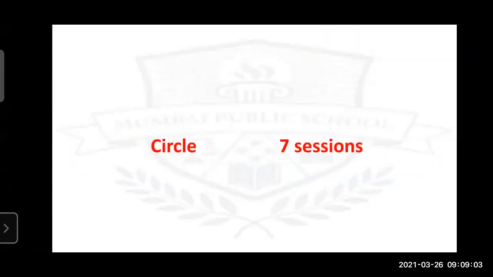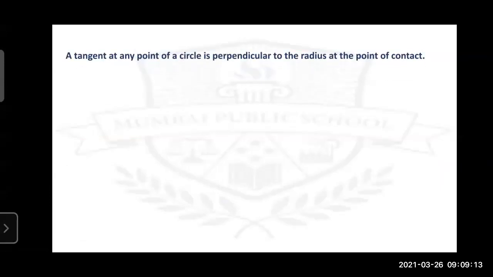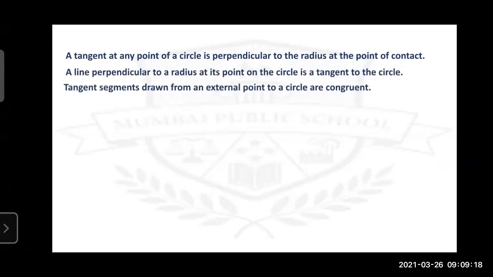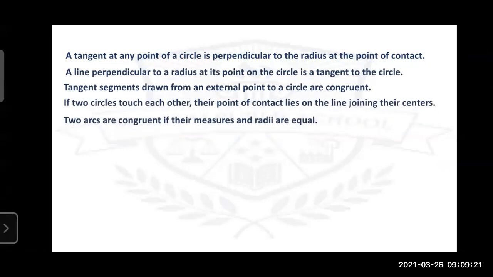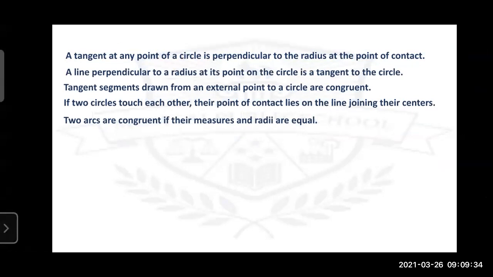Now the third chapter, that is the circle, which is very important, and the weightage is 12 marks. Sessions required for this chapter are 7. Topics: a tangent at any point of a circle is perpendicular to the radius at the point of contact. In this chapter the following points are very important. A line perpendicular to a radius at its point on the circle is a tangent to the circle. Tangent segments drawn from an external point to a circle are congruent.